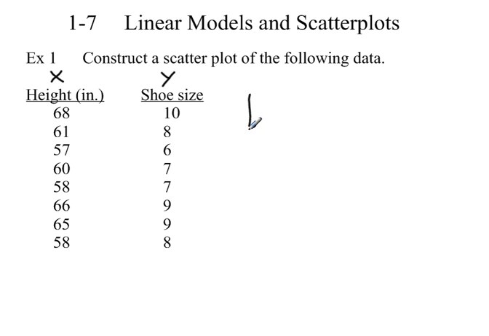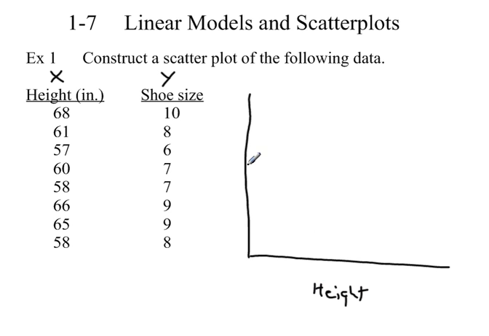So I've got a couple axes, and I'm going to put height along my x-axis and shoe size here on the y-axis. For heights, we could start at 0, but the lowest height we have is 57 inches. So let's start at 50, then 55, 60, 65. I think we go up to 70. I think that'll take care of everybody.